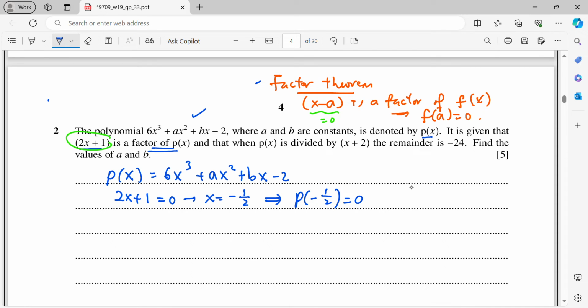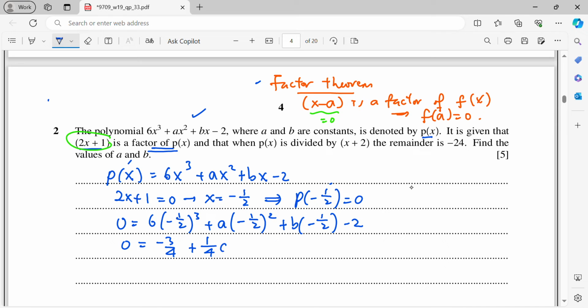From here I will just replace first. I replace the x by negative half and replace the whole p(x) by 0. So 0 equals 6 times negative half cubed plus a times negative half squared plus b times negative half, then minus 2. From here you will be getting 0 equals negative 3 over 4 plus 1 over 4 a minus 1 over 2 b minus 2. Then I will rearrange and simplify it into 1 over 4 a minus 1 over 2 b equals 11 over 4. This is my first equation.